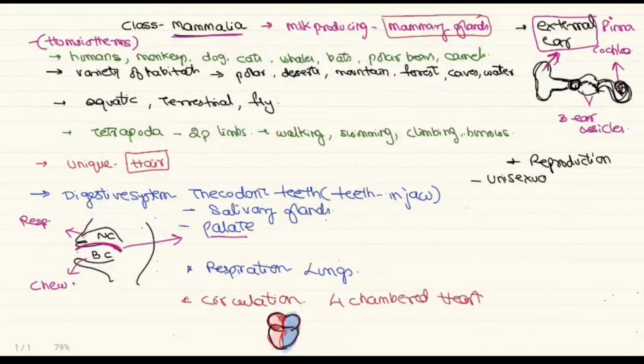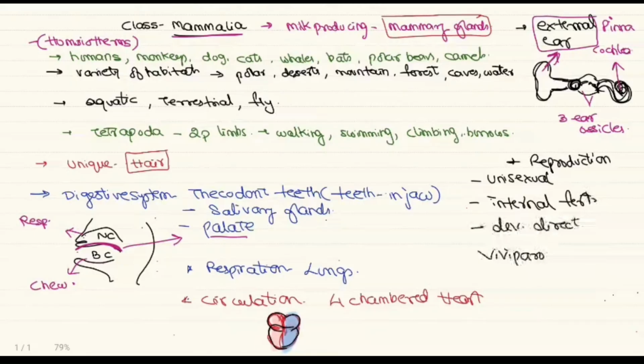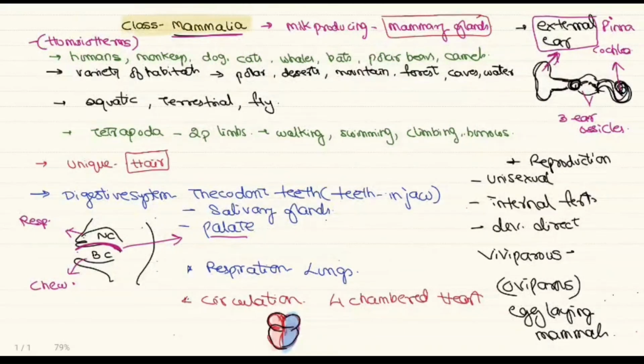Coming to reproduction, as usual, animals are unisexual, sexes are separate. Internal fertilization is seen as usual. Development is direct. No larval form is present. Mammals are basically viviparous, giving birth to the young ones. We have the exception of a few animals laying eggs. That is, the egg-laying mammals are present, otherwise all the mammals are viviparous in nature. This is about the class Mammalia.